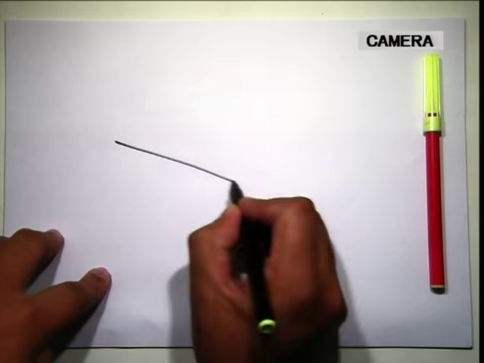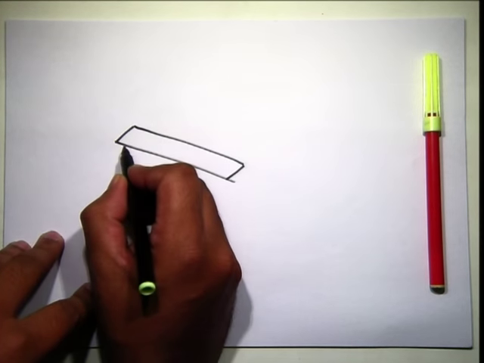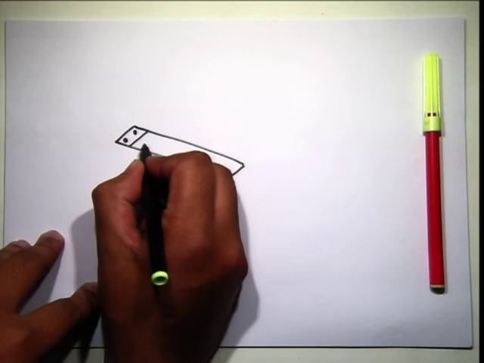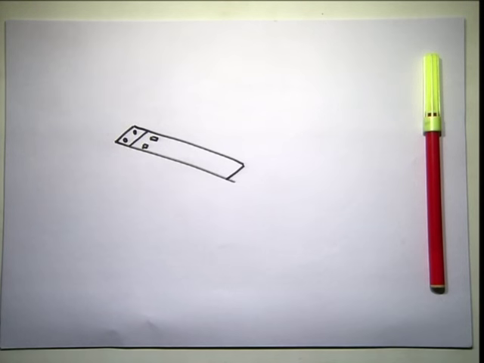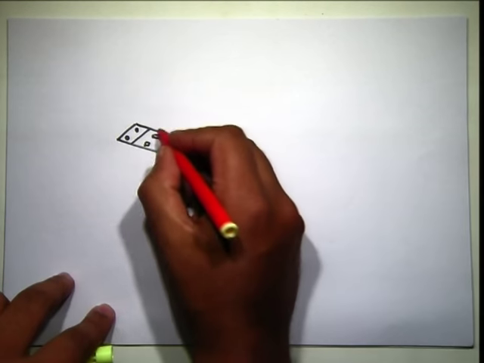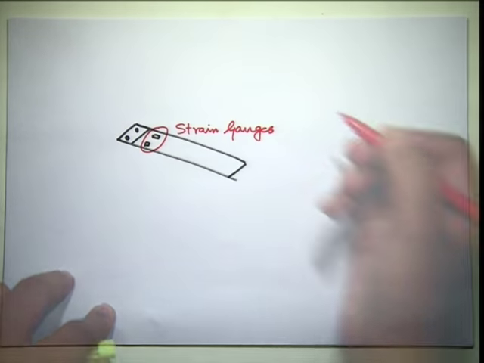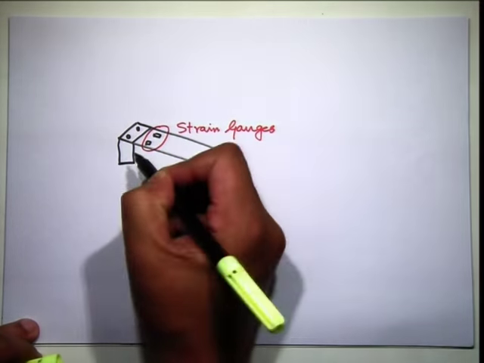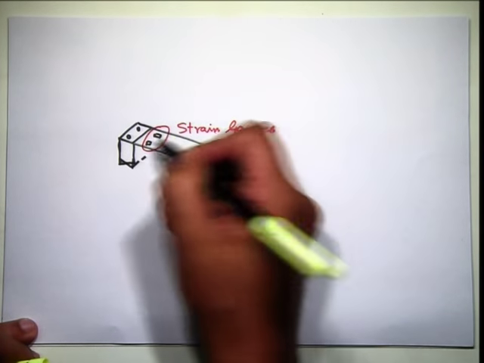Okay, first let me remind you what the experiment was. So you had a beam. This beam was screwed at one end, so basically clamped, and you had strain gauges mounted at this end of the beam. Okay, so these are the strain gauges. These strain gauges, as the name suggests, are used to measure strain, of course.